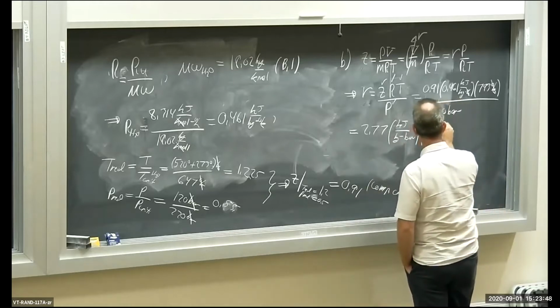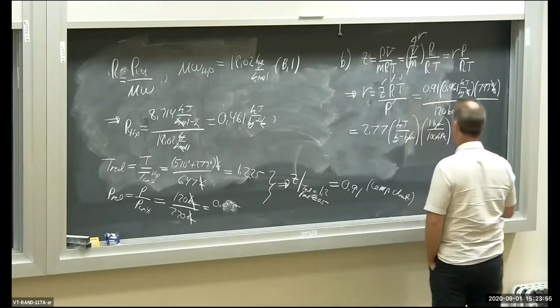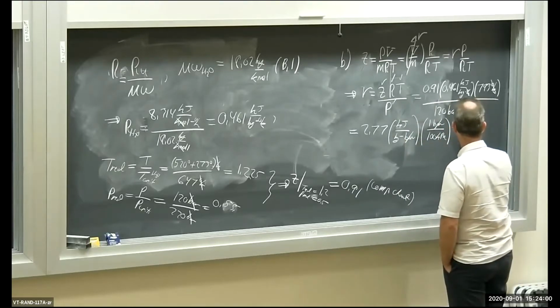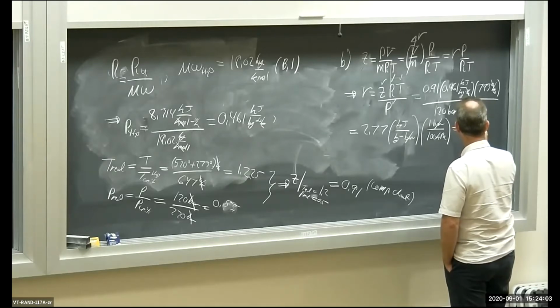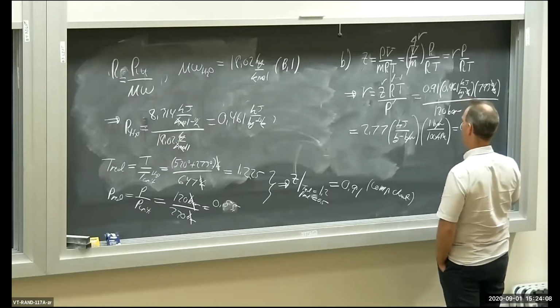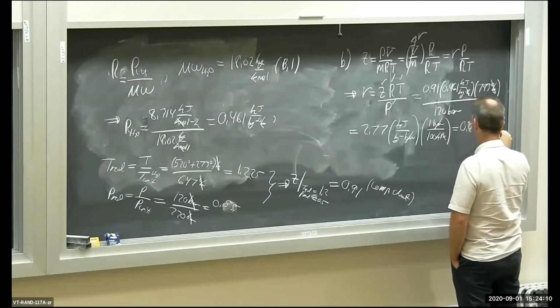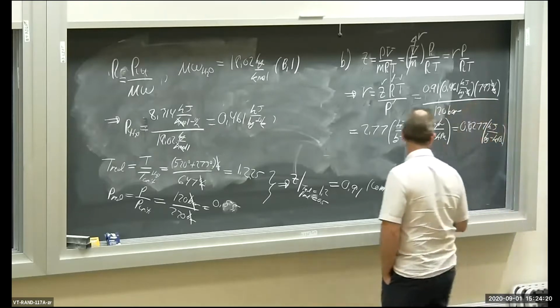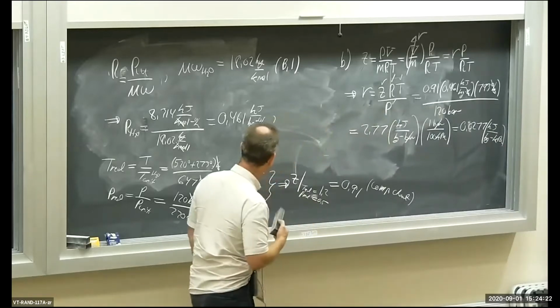So 1 bar equals 100 kilopascals. So the bars will cancel out. So I divide that by 100 and I get 0.0277. And now I have a unit of kilojoules per kilogram kilopascal. Okay?